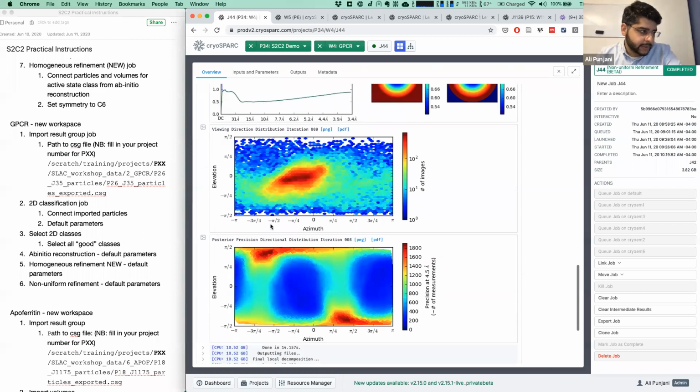We can see also the orientation distributions, again just verifying what we saw from the ab-initio reconstruction. Not very good, and you can see from the posterior, this second plot, that some regions have a precision up to 1800.